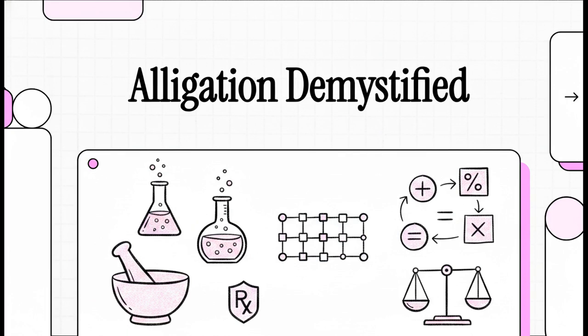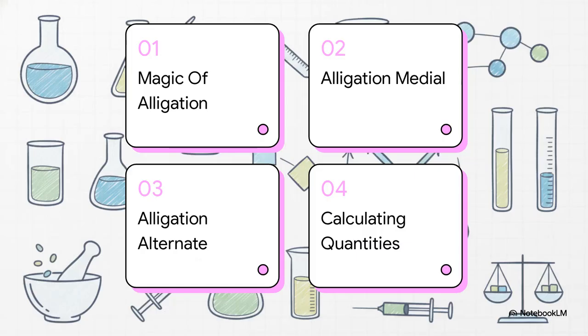We're going to master a technique that is quite literally a staple in the pharmacy lab, ensuring your mixtures are perfectly calculated for patient safety every single time. We've got a super clear lesson plan today. First, we'll cover the magic of alligation, then move into medial for finding final concentration, followed by alternate, which is the famous cross method, and finally calculating exact quantities.